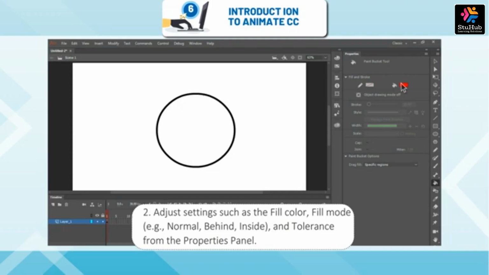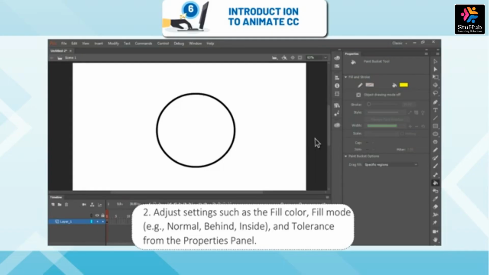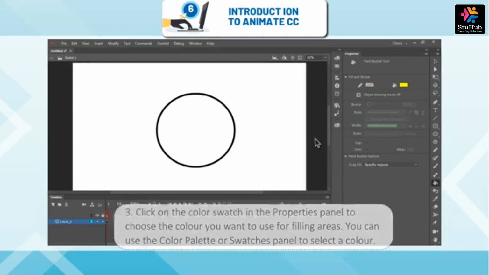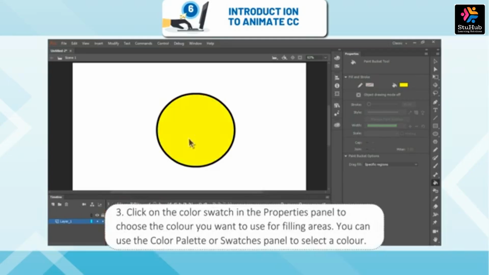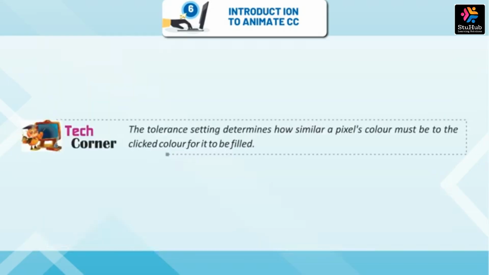Adjust settings such as the fill color, fill mode, for example normal, behind, inside, and tolerance from the Properties panel. Click on the color swatch in the Properties panel to choose the color you want to use for filling areas. You can use the Color Palette or Swatches panel to select a color. Click inside an enclosed area or shape on the canvas that you want to fill with color. Ensure that the area is completely enclosed by lines or shapes.